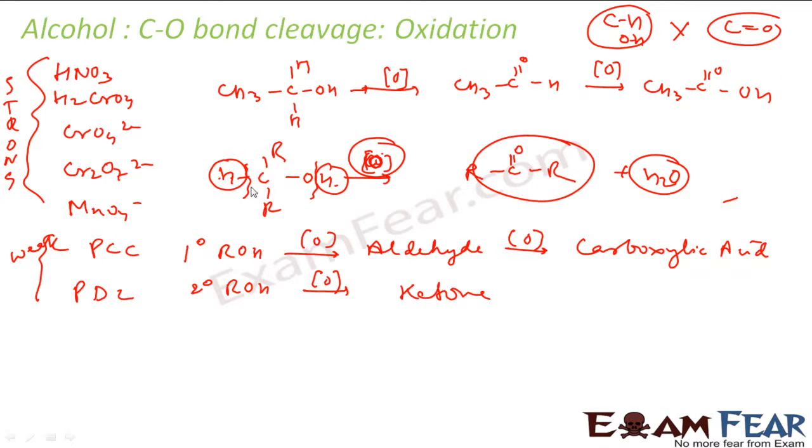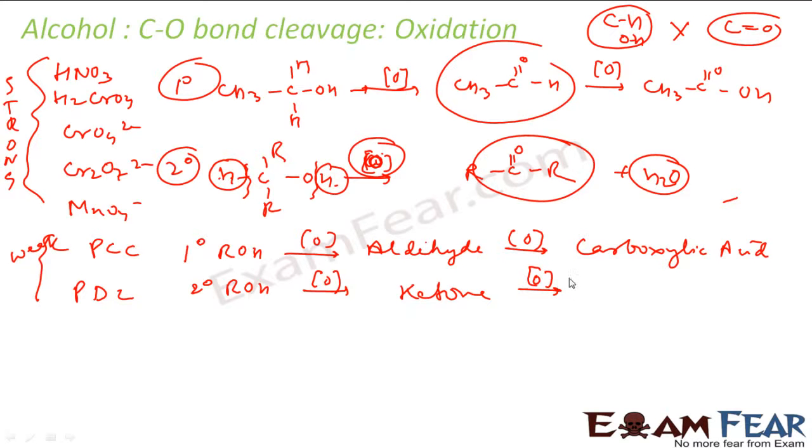If you see here, I got ketone here, right? This is 2 degree alcohol. And here, if you see 1 degree alcohol, I got aldehydes. And then furthermore, this is 1 degree, it's 2 degree, ketone. And further, if you oxidize, you're getting a carboxylic acid. Three degree alcohol, if you try to oxidize, there is no reaction. Tertiary alcohol doesn't undergo oxidation.